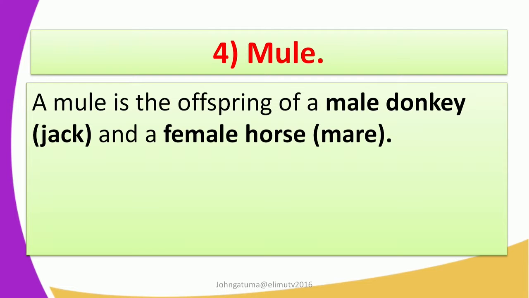So once the male donkey mates with a female horse, they can give an offspring. This offspring, you cannot say it is a donkey, you cannot say it's a horse. So it combines the two traits. This combination is known as the mule.